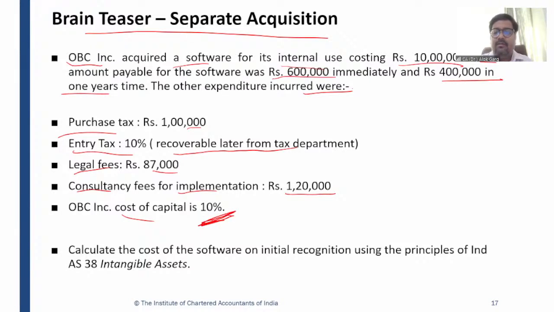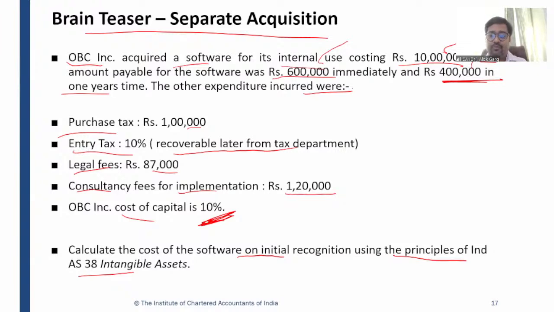Why is this given? Can you tell me why this cost of capital of 10% is given? This is given just for the purpose of discounting, just to arrive at a present value of this 4 lakh rupees. Okay. Calculate the cost of the software on initial recognition using the principle of Ind AS 38 Intangible Assets. So friends, first of all, what are we required to do? The cost is 10 lakh rupees, right? But the company is paying 6 lakh immediately and 4 lakh in 1 year's time.